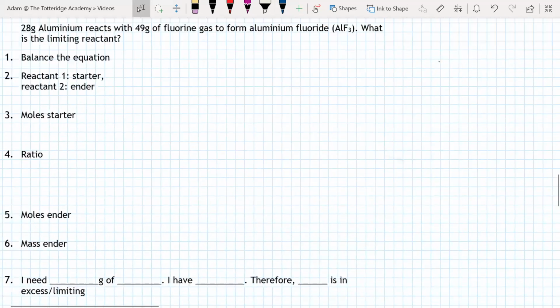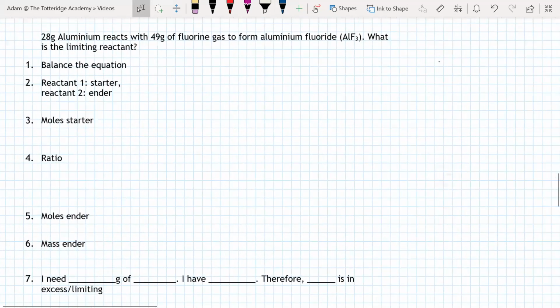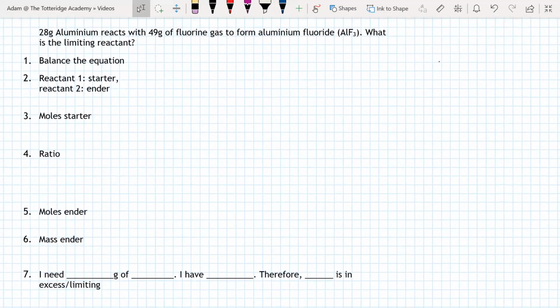Now, like we did before, you're going to do some steps for me, and then we'll go over them together. So first off, I'm just going to give you the equation for that. It's Al plus F2 to make AlF3. First off, pause your video and balance the equation. You should only be listening to me now if you've balanced that equation. You should have 2 over there, 2 over there, and what looks like a 3 over there.